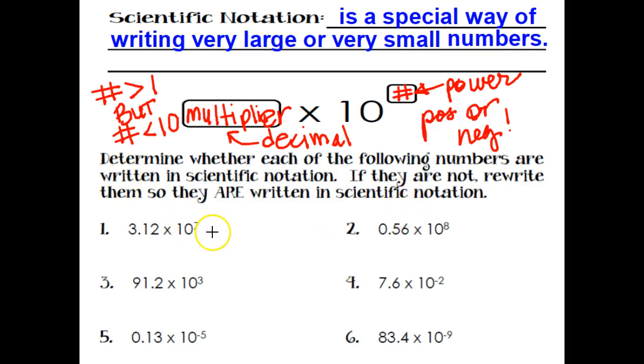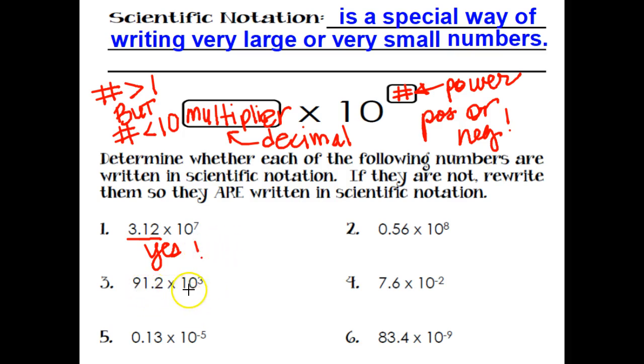So is this number in scientific notation? Let's look at the multiplier. The multiplier, this is 3.12. Is it greater than 1? Yes. But less than 10? Yes. Is it times 10 to a power that's positive or negative? Yes. So is this in scientific notation? Yes, it is. Do we need to rewrite this? No.